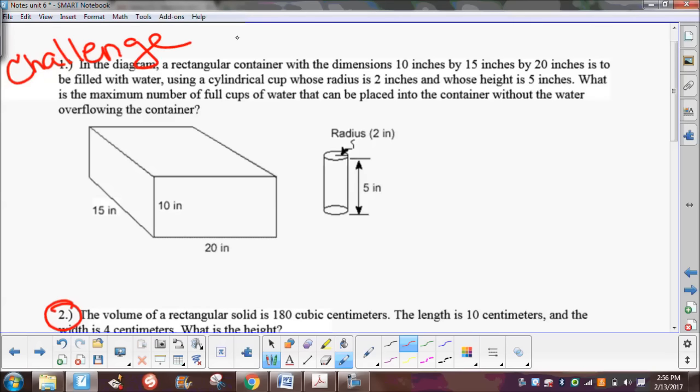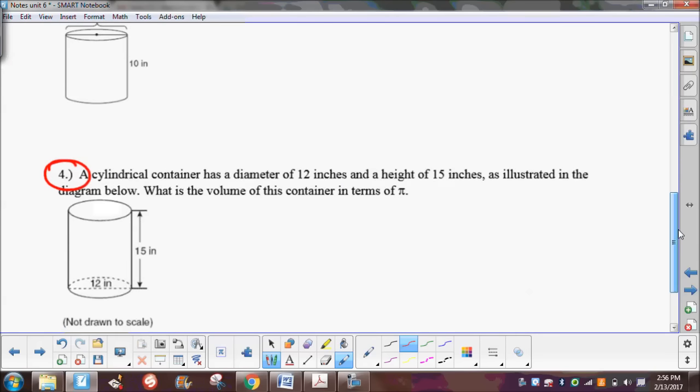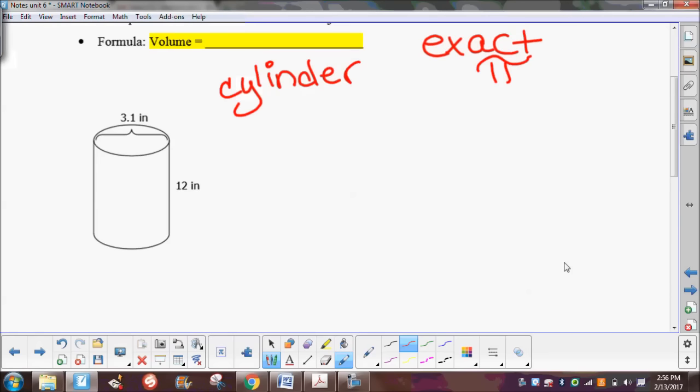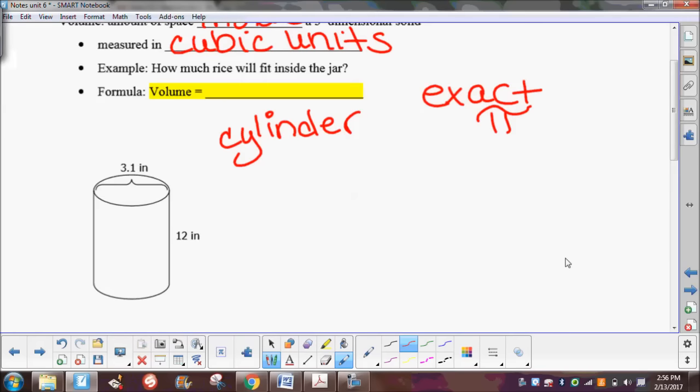When you turn off the video, I want you to do number 2, 3, and 4, and then talk about it with your neighbor. Do it. Don't just blow it off and then make your neighbor do all the work. That's not cool. And you're going to do these 2 on this page and compare with your neighbor.